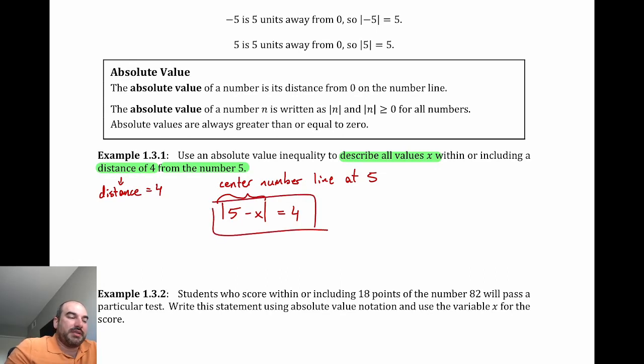because we just wanted to describe using an absolute value. We needed an inequality. Why do we need an inequality? Because if I set this equal to 4, it would find the exact points that are 4 units away from 5. Instead, we want within 4 units. So we want to make this an inequality of less than or equal to 4.